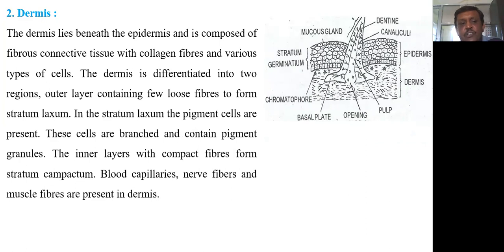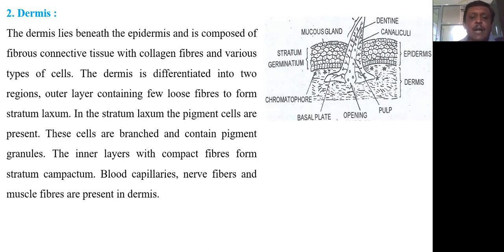The dermis is differentiated again into two regions. The outer layer contains few loose fibers to form stratum laxum, the outer layer. In the stratum laxum, the pigment cells are present. Here in the diagram, we can see these pigment cells, chromatophores. So this much part is stratum laxum.